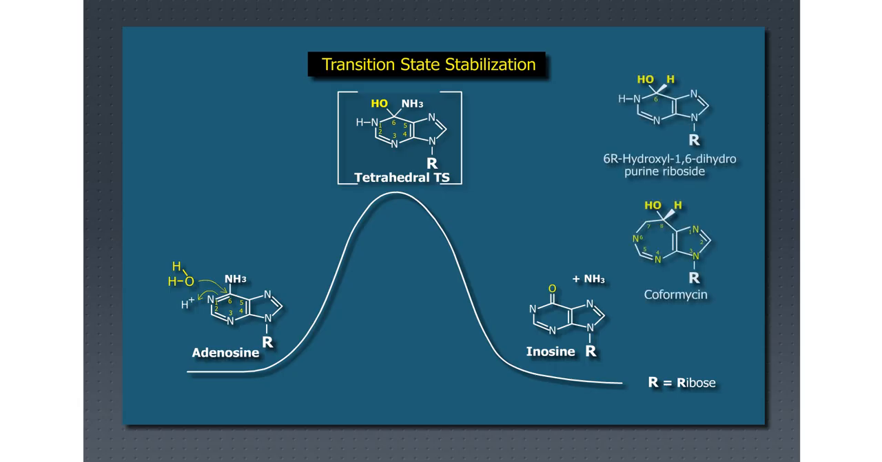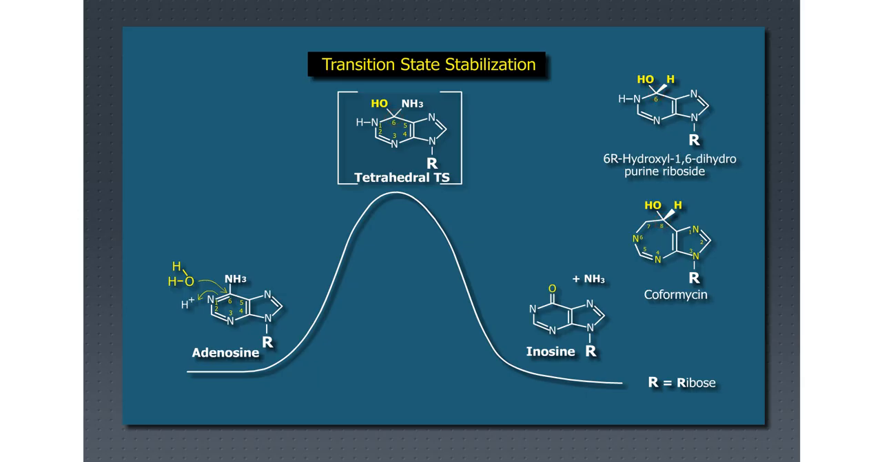Purine riboside analogs whose structures contain a tetrahedral carbon at C6 bind tightly to the enzyme. In fact, the purine riboside analog coformycin, whose structure mimics the tetrahedral transition state, binds to adenosine deaminase several million times more tightly than its natural substrate, adenosine. Note that both of these analogs lack the amino group, and therefore the deamination reaction cannot occur. This observation gives rise to the concept of transition state inhibitor. In principle, to design a potent enzyme inhibitor, its structure should resemble the transition state rather than the substrate.